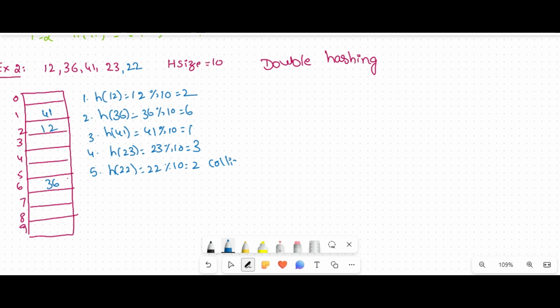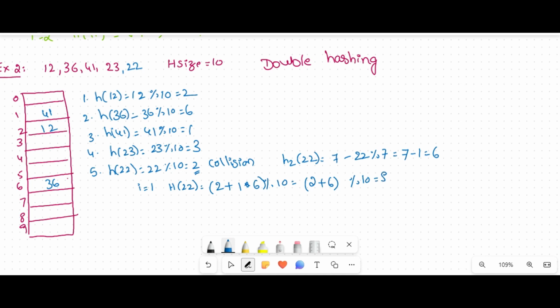So collision occurred. If collision occurred, what shall we do? Hash 2 of 22 we have to calculate. How to calculate? 7 minus 22 modulus 7, which is equal to 7 minus 1, 6. So then put I equal to 1. Capital H of 22 equal to small h of 22, here it is 2, plus I value 1 into h2 of 22, 6, modulus 10. That is 2 plus 6 modulus 10, which is equal to 8. So in the 8th bucket, the element is inserted.